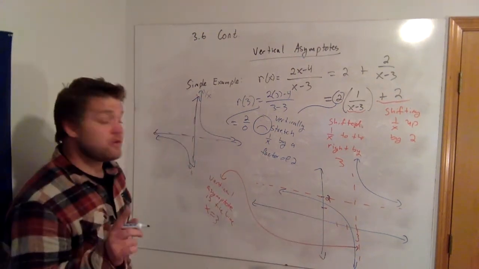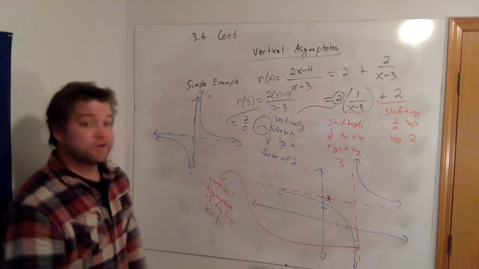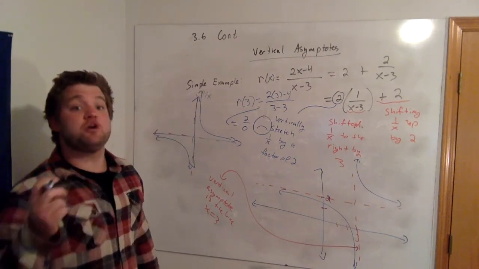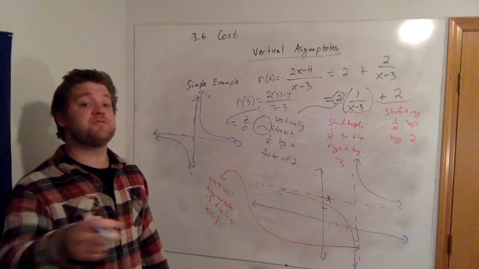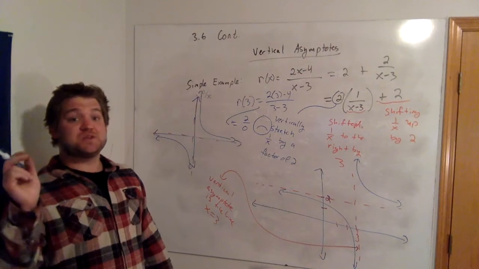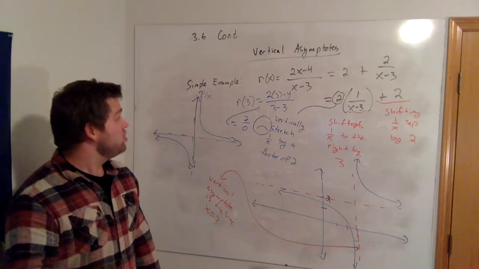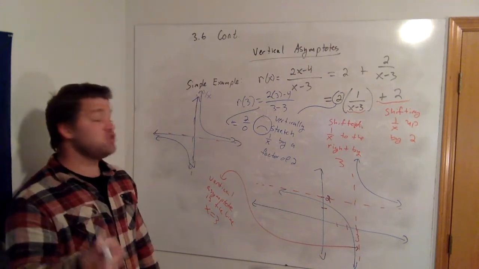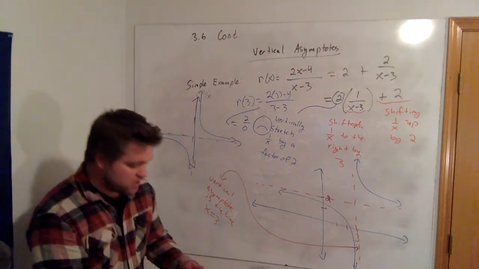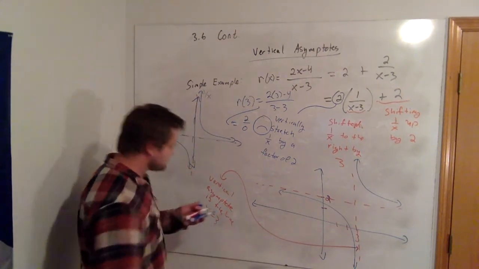So where should we look for vertical asymptotes? To find vertical asymptotes, we want to look for locations where the rational function is undefined. A rational function is undefined when the denominator is 0. So we're going to look for vertical asymptotes where the denominator of the rational function is 0. So that is our observation.